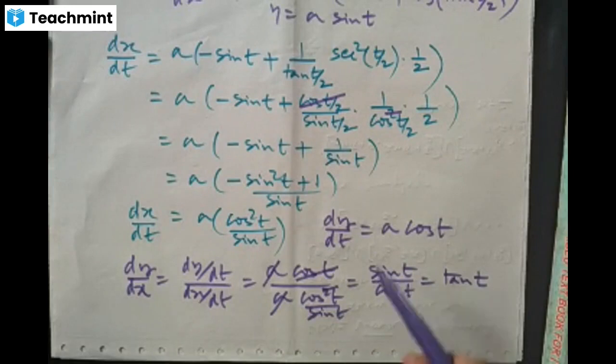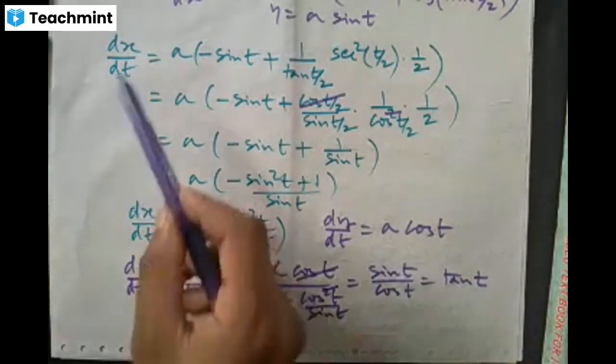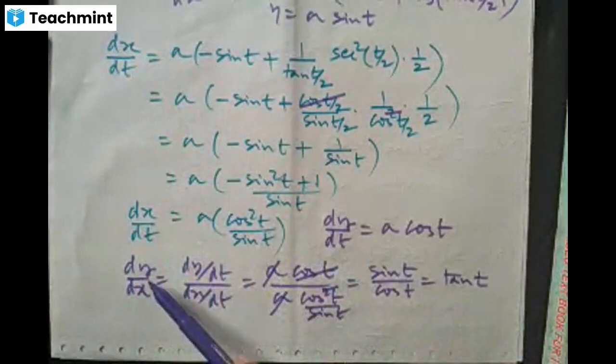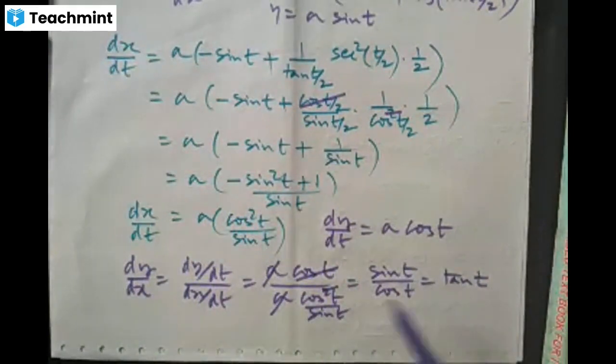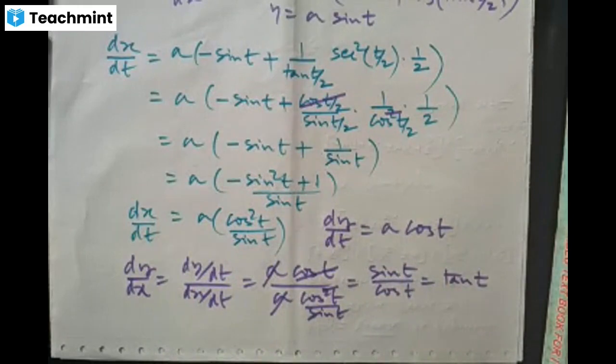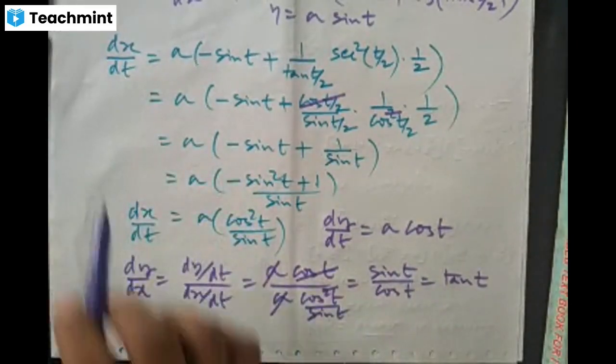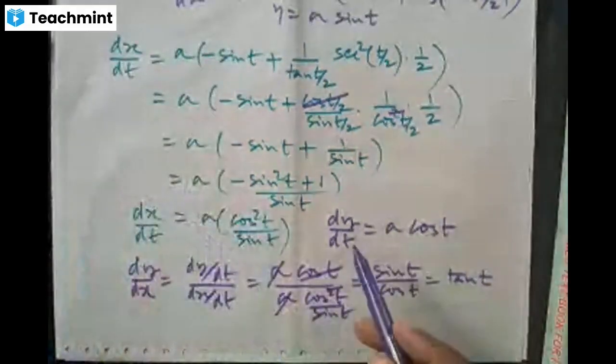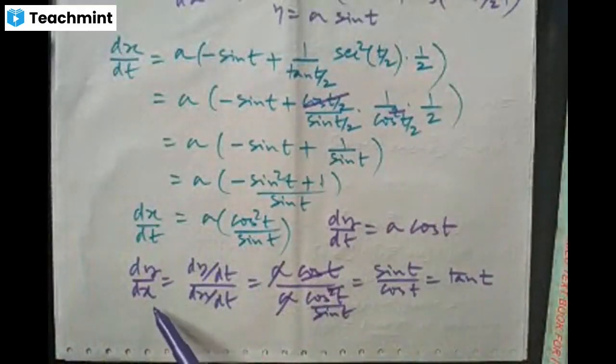If you find dy by dt, you will get 1 mark. If you find dx by dt, you will get 1 mark. For finding dy by dx, you will get 1 mark. You have to simplify this. Okay. That's why I have not written the formula in the very first step itself. I have simplified dx by dt, and after that I have found dy by dt, and after that I have used the formula. Okay. This is a very important problem.